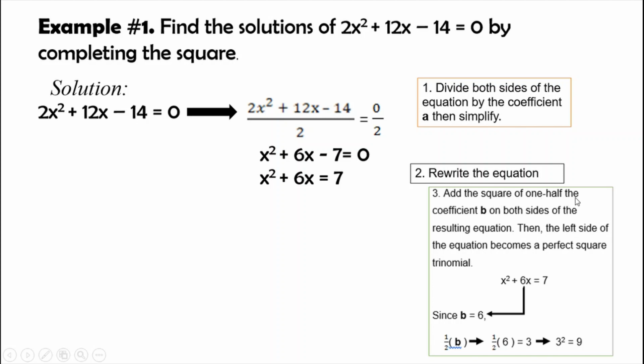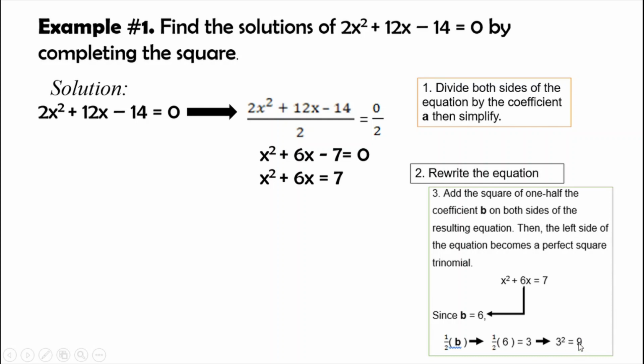Add the square of 1/2 the coefficient b on both sides of the resulting equation. Then the left side of the equation becomes a perfect square trinomial. So the left side of our equation, x squared plus 6x, we will make into a perfect square trinomial. How? The value of b is 6. We divide it by 2. So, get the 1/2 of 6. The 1/2 of 6 is 3. And then, square it. The answer is 9.